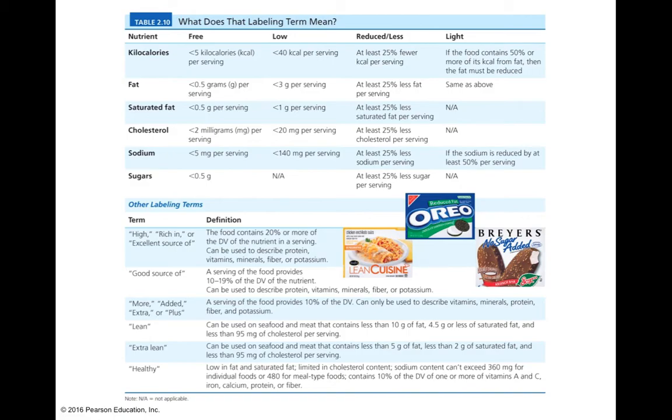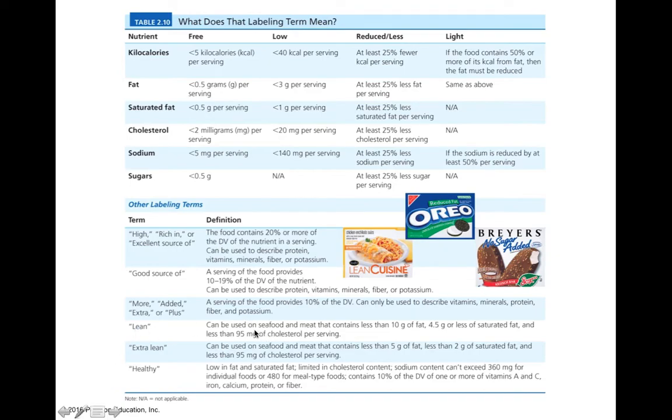So in general, light isn't really a very strong term. Reduced or less means that we're 25% or more lower than the original, which is actually going to be better, I suppose. But better than that would be low, and of course best would be free. Some of the labeling terms that you might see would be high, rich in, or excellent source of. And that means that it has to have 20% or more of the DV of the nutrient. You might see good source of, which would be 10 to 19% of the nutrient. More, added, extra, or plus means that it provides 10% of the daily value.